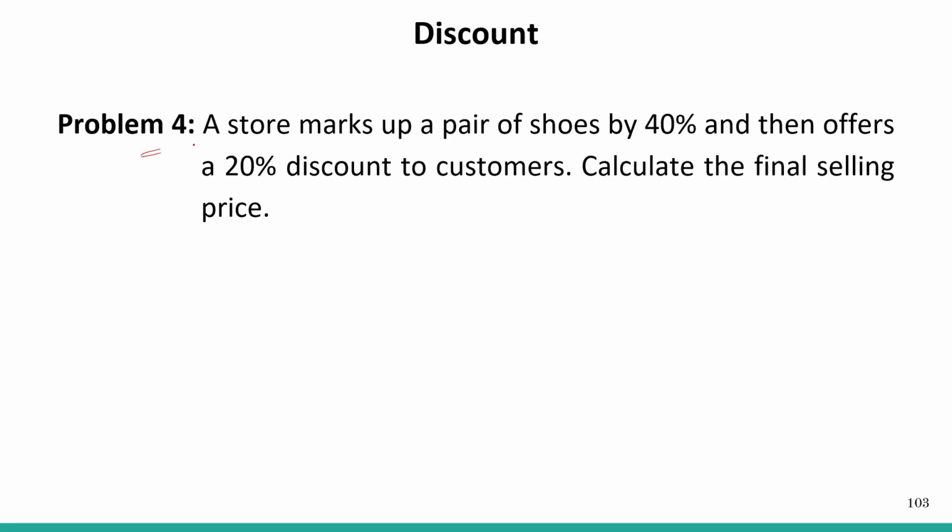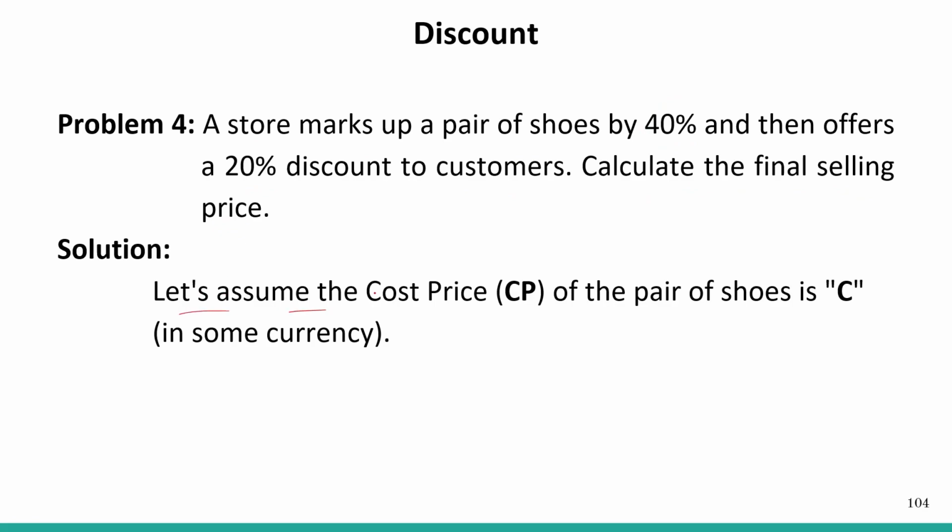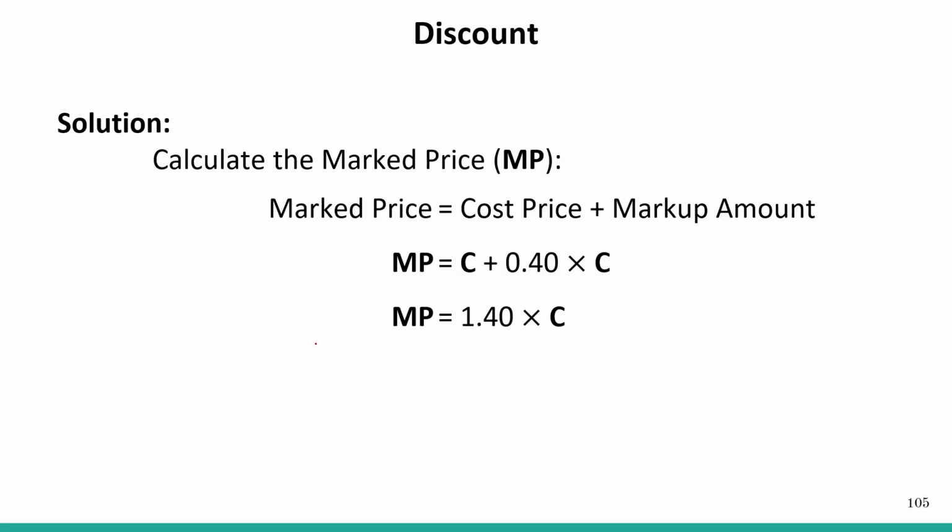So let's see problem number 4. A store marks up a pair of shoes by 40% and then offers 20% discount to the customers. Calculate the final selling price. Let's assume the cost price of the pair of shoes be C, in some currency. So marked up price is equal to cost price plus markup price, so C plus 0.40 C.